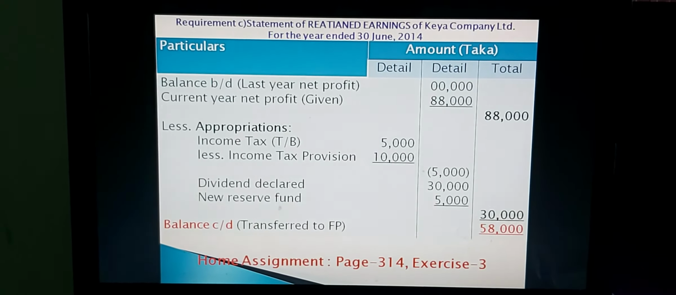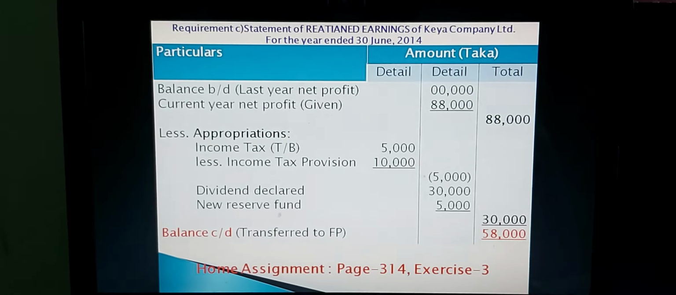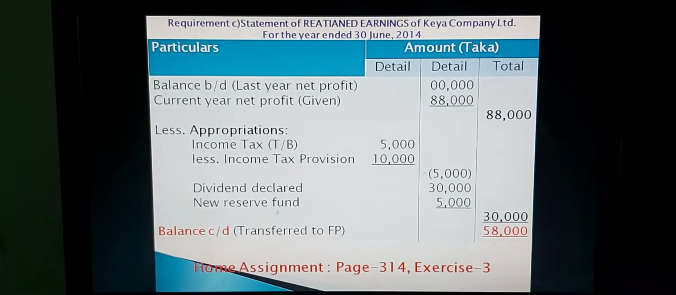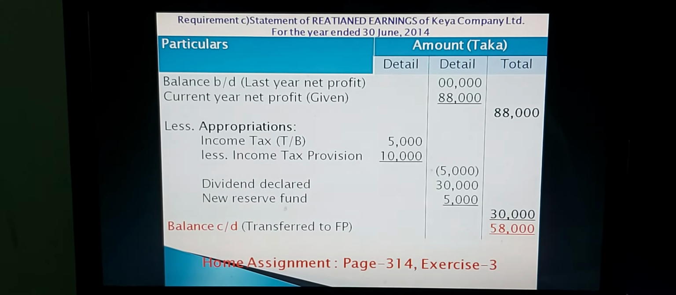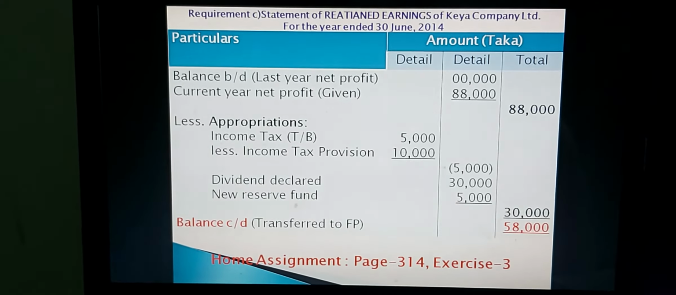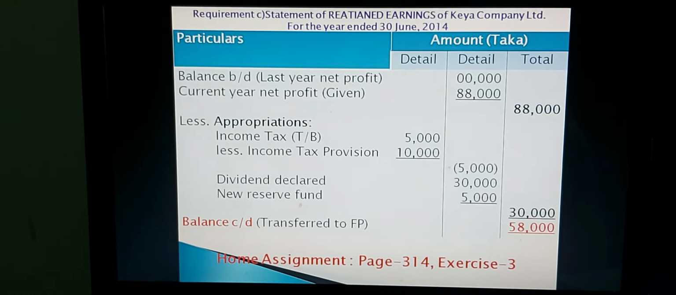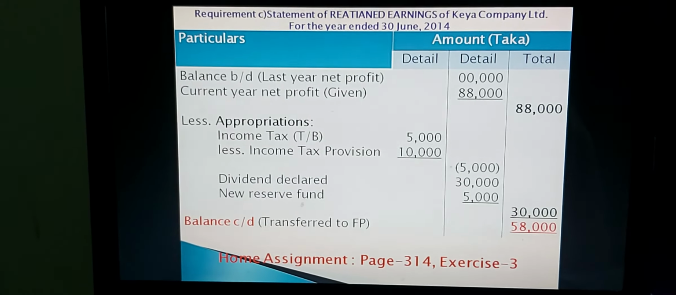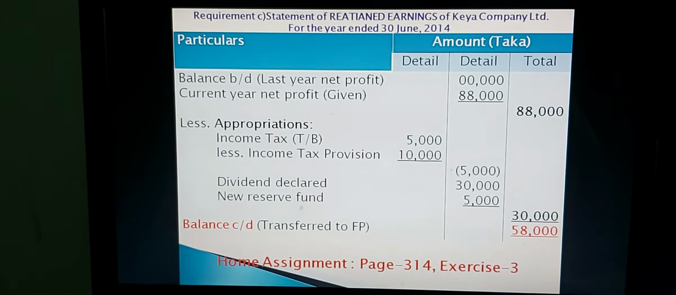Now you can go to 3. It is the new statement of retained earnings of Care Company Limited for the year ended 30 June 2014. In this math, few items are available for retained earnings. First one, balance B/D, last year net profit not available, but current year net profit is given from requirement C, 88,000. Total profit 88,000 in the outer column.